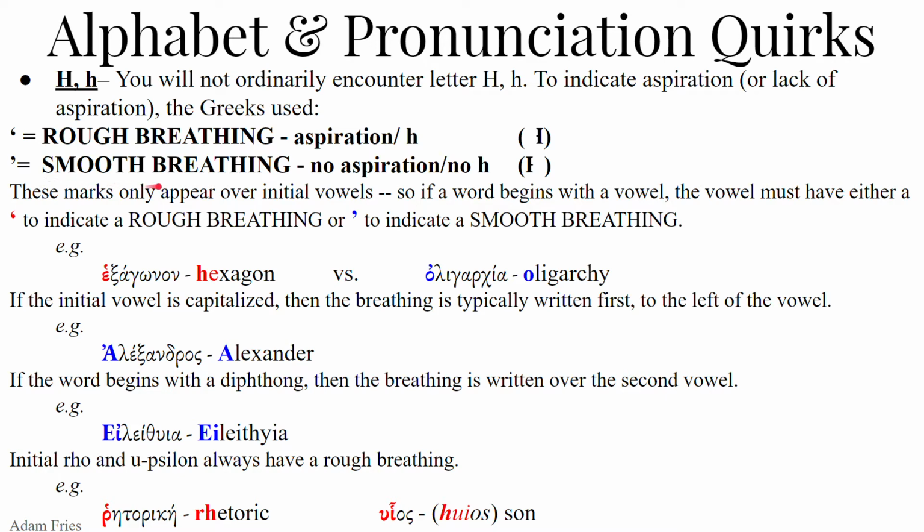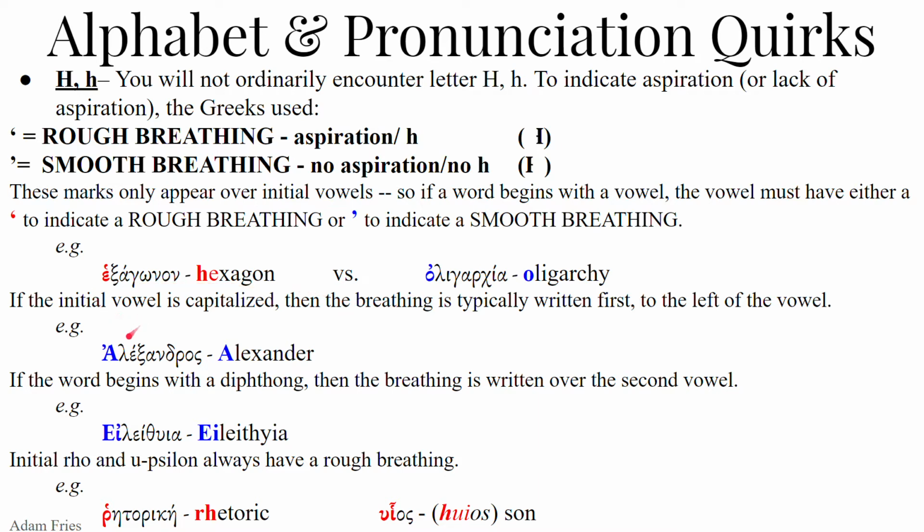All right, these marks only appear over initial vowels. So initial vowels, the first vowel of a word. If a word begins with a vowel, the vowel must either have this to indicate a rough breathing, or this guy to indicate a smooth breathing. So for example, hexagon, there's definitely a sound accompanying that epsilon. So that initial vowel, that initial epsilon, there's that aspirate sound, hexagonon. Versus, check out this guy, over the initial O in oligarchia, oligarchy. It's not holigarchia, it's oligarchia.